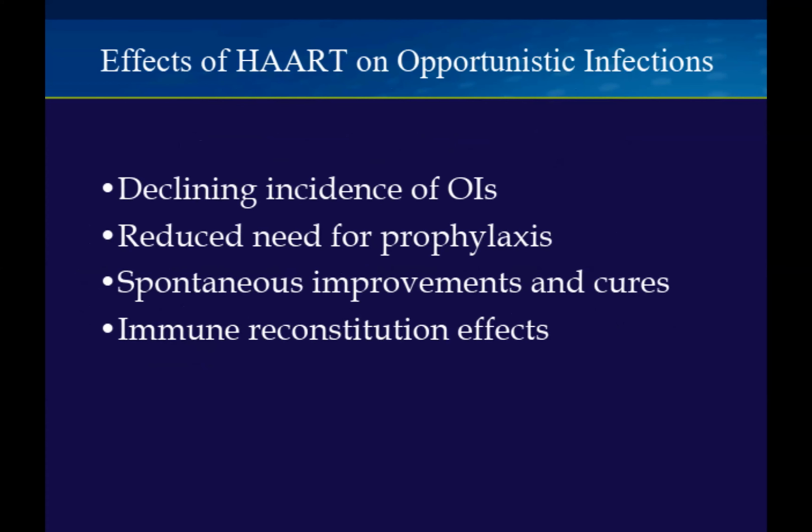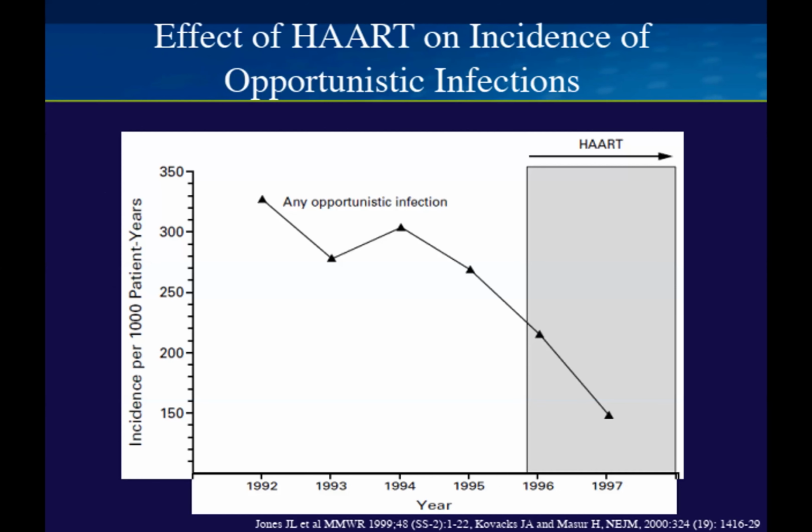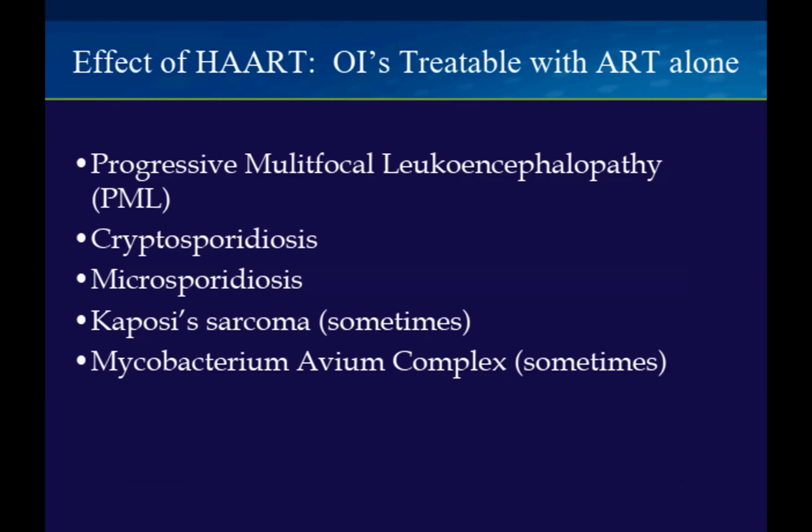As I was mentioning in the beginning itself, HAART, or highly active antiretroviral therapy, or ART, has caused a decline in the incidence of OIs. It has reduced the need for treatment of opportunistic infections, and patients are also surviving longer. But again, it is coming with immune reconstitution effects. So with the scale-up of the ART program, the incidence of OIs has come down. That is what is being predicted. There are some OIs which do not have treatment, and they are treated with ART alone.